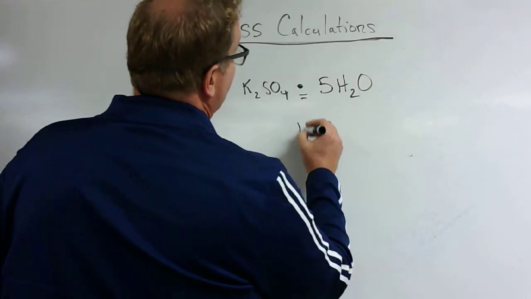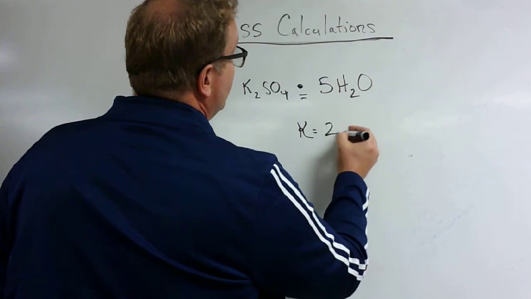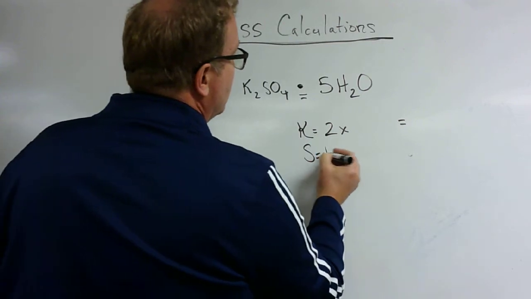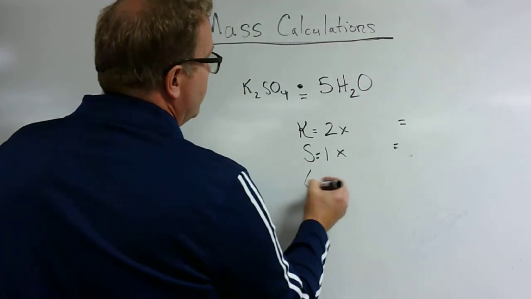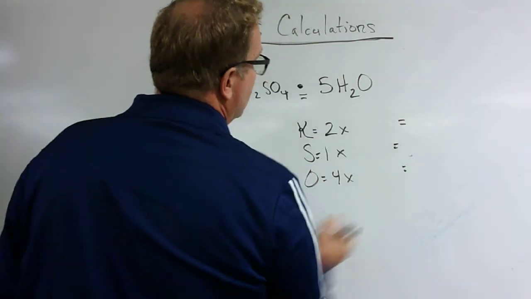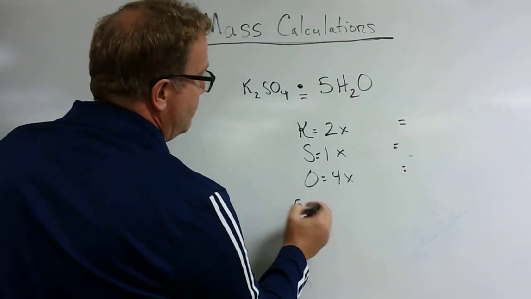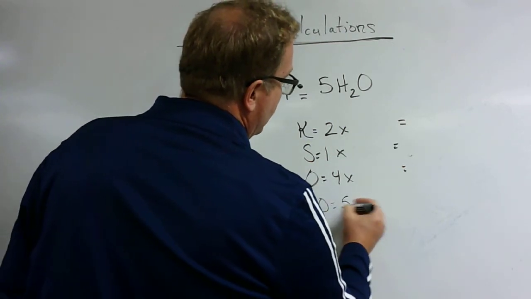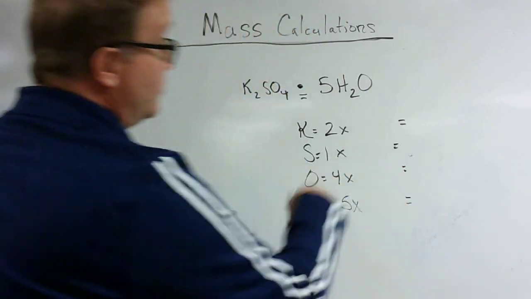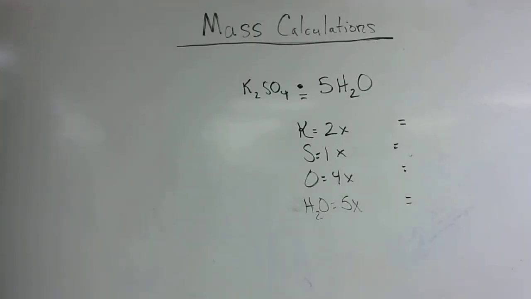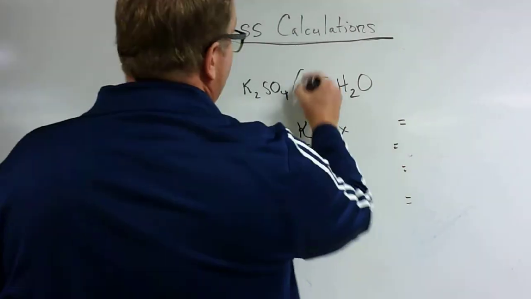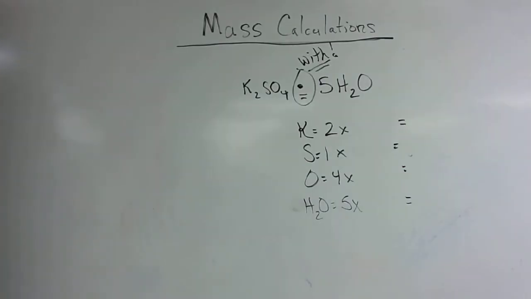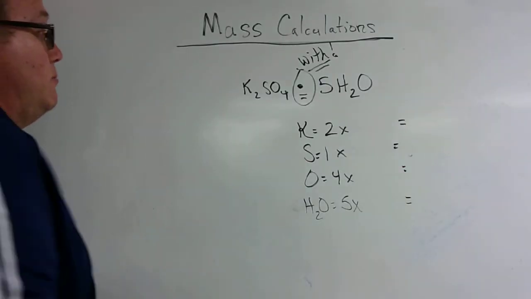So what I'm going to do is work on the numbers again. I have 2 potassiums. I have 1 sulfur. And I have 4 oxygens. And I have 5 waters. And I'm just going to go ahead and put it down here. That's also a great reminder that I need to add all these up, because it is a total mass. Again, this dot means with, not multiplied. It's an added mass.